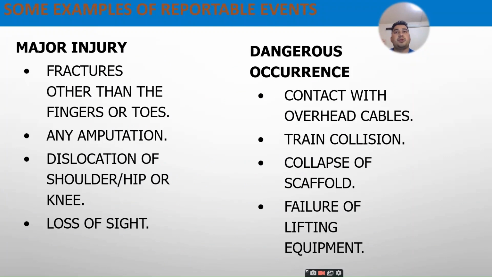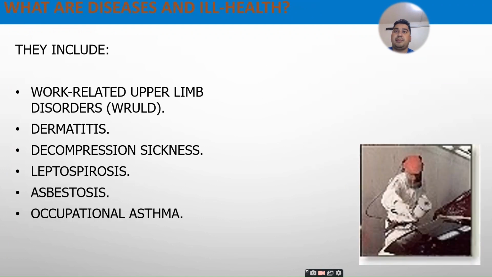Now, some examples of reportable injury events. Major injury: fractures other than the finger or toes, any amputation, dislocation of shoulder, hip, or knee, loss of sight. Dangerous occurrence: contact with overhead cable, train collision, collapse of scaffold, failure of lifting equipment.